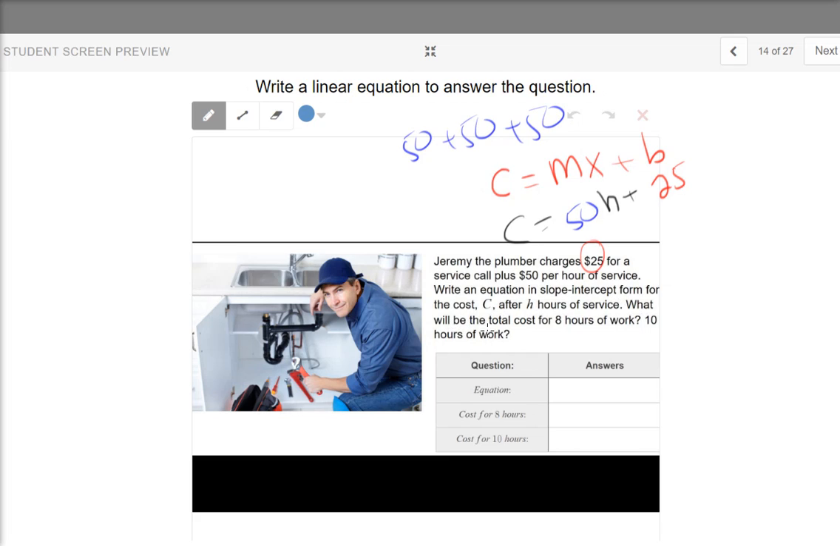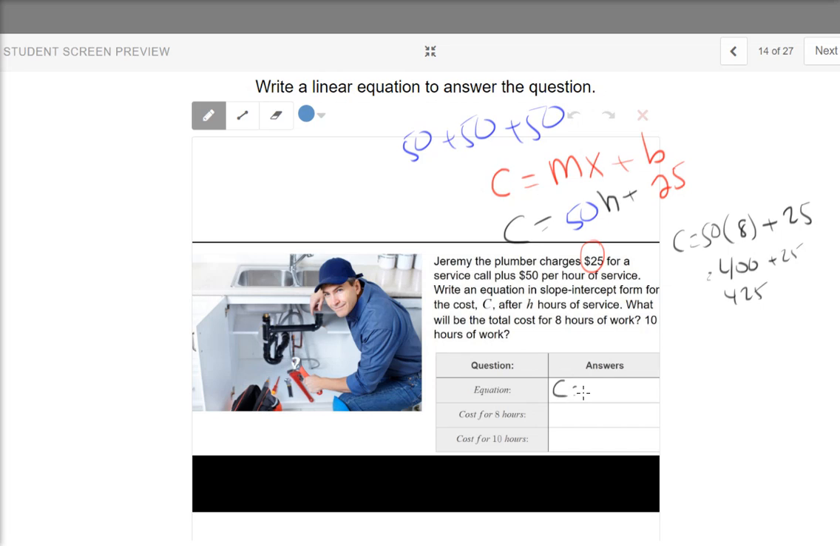All right, what will be the total cost for 8 hours of work? So for 8 hours, we're going to substitute H for 8 hours. The cost is going to be 50 times 8 hours, and then plus that $25 initial fee. So 50 times 8, 8 times 5 is 400, and then plus 25. So he's going to charge $425 if Jeremy's there for 8 hours.